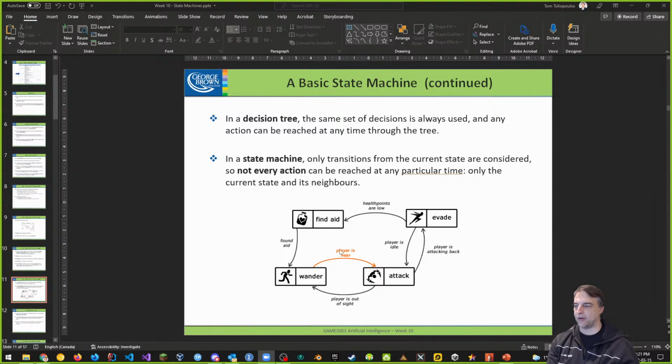Which is if the player is near. It could be line of sight, or it could be a sensing radius. If the player is near, I move to attack, right? I'm in my attack state.